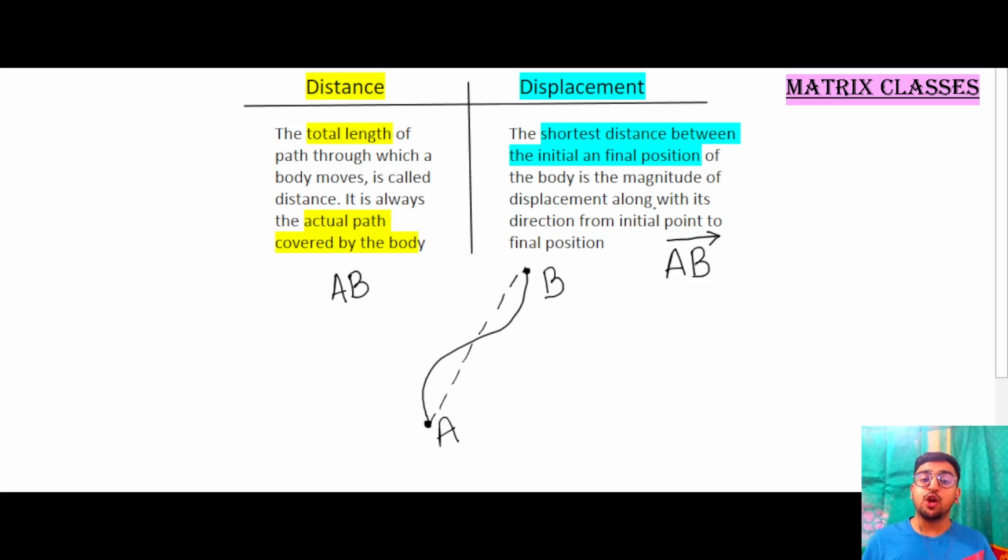One thing we should always know: displacement is always the shortest distance between the initial and the final position. Suppose we take a route from this to this, like this. The distance may be this whole curved path, but the displacement will always be fixed when we have a fixed initial point and a fixed final point. So this AB will always be the displacement, the straight line. I suppose you have got the idea.